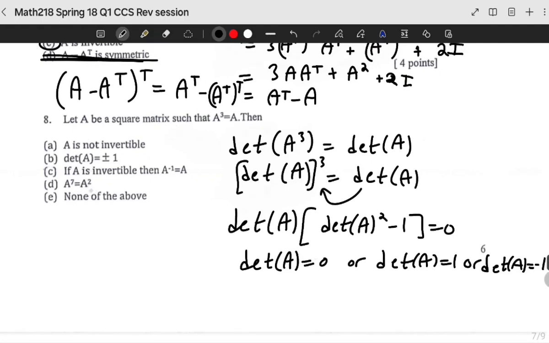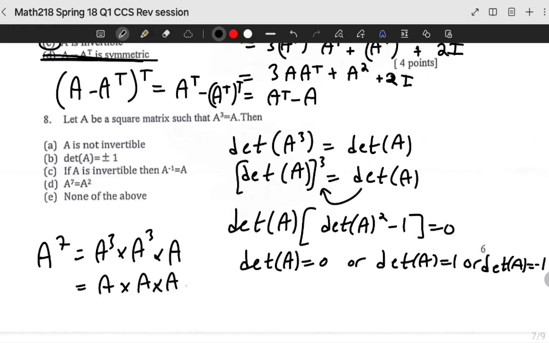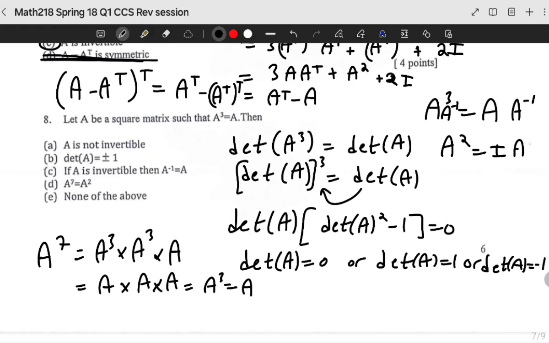So A power 7 is equal to A squared. Let's try to do this. A power 7 is equal to A cubed times A cubed times A, which is equal to A times A times A, which is equal to A cubed, which is equal to A. So I'm just repeatedly using this, but I didn't get A squared. So D also doesn't seem to be true. Let's try to prove C. If A is invertible, then A inverse is equal to A. So I have A cubed equal to A. If I multiply by A inverse on both sides, from the right, I get A squared is equal to I. Then multiply by A inverse again, I get A is equal to A inverse. So this one is true.